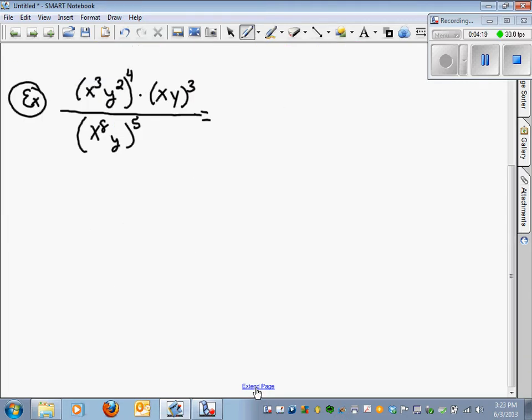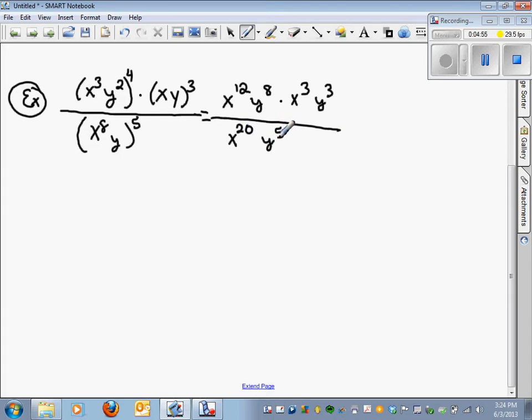So x to the 3rd raised to the 4th means we're going to have 3 x's 4 times, so that would be 12 x's. Y squared raised to the 4th means we're going to have 2 y's 4 times, that's y to the 8th. The other piece in the numerator, x, y to the 3rd. So we're going to have x 3 times, and we're going to have y 3 times. In the denominator, x to the 8th y raised to the 5th power. So we have x to the 8th 5 times, that's going to give us x to the 20th. Y 5 times would be y to the 5th.